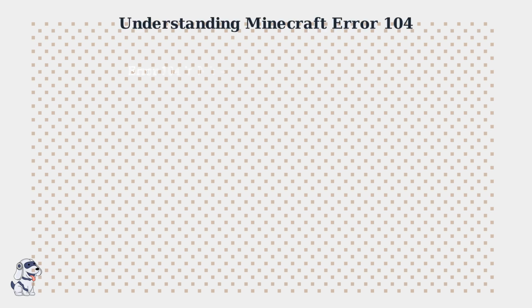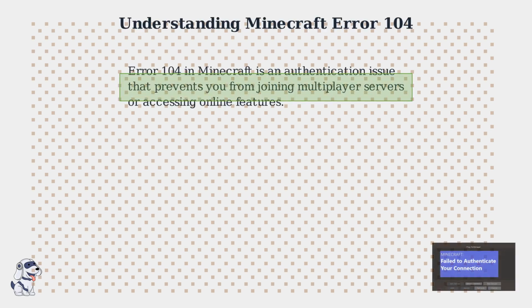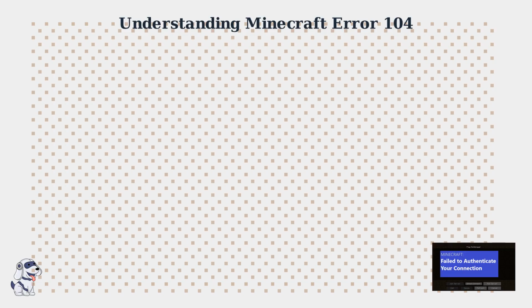Error 104 in Minecraft is an authentication issue that prevents you from joining multiplayer servers or accessing online features. It appears as a failed to authenticate or invalid session message. This error means the game client can't verify your identity with Minecraft servers, now managed by Microsoft.